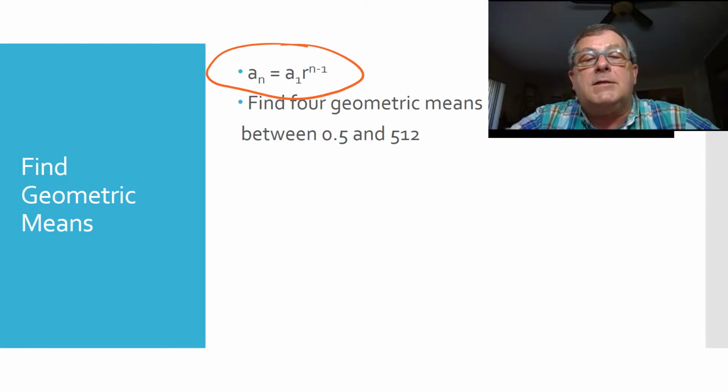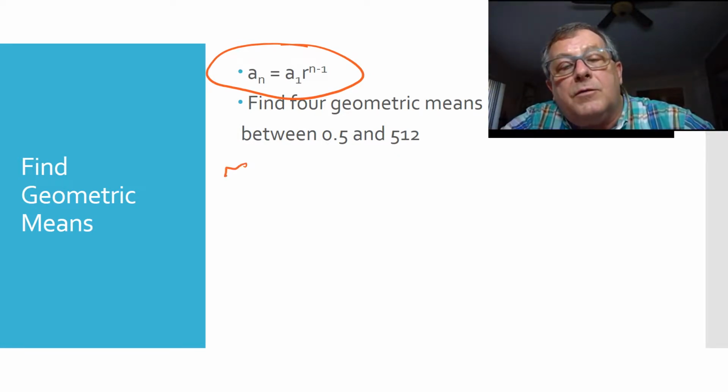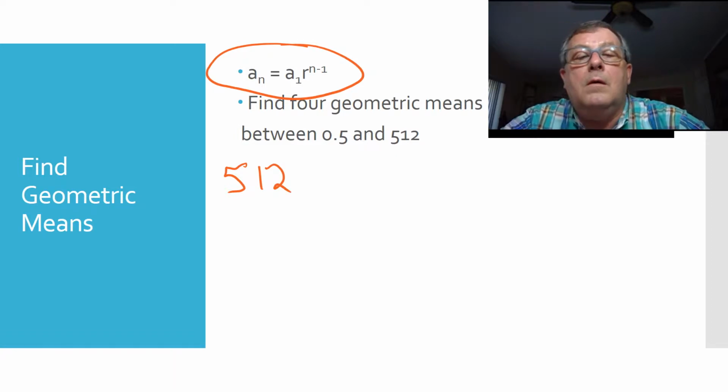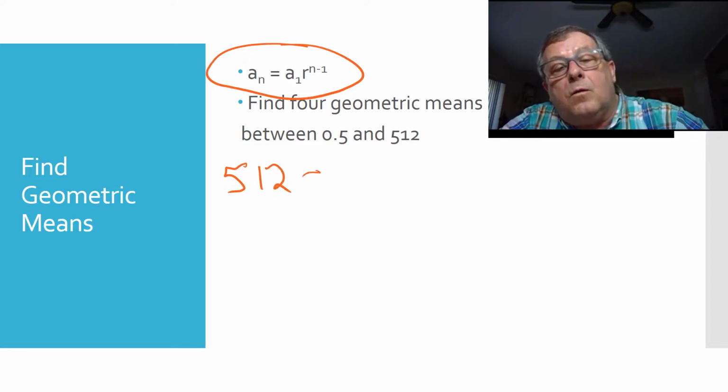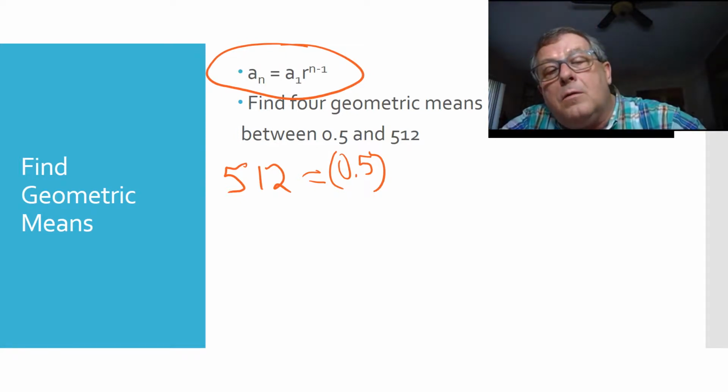And so here we're asked to find four geometric means, in other words, four numbers, between 0.5 and 512 in a geometric sequence. All right, so let's plug in what we know, and then we'll figure out what we have to find out. Well, we know that an is 512. All right, and that's going to equal a1, and again, I'm going to put this in parentheses, is 0.5. Now, the common ratio I do not yet know.